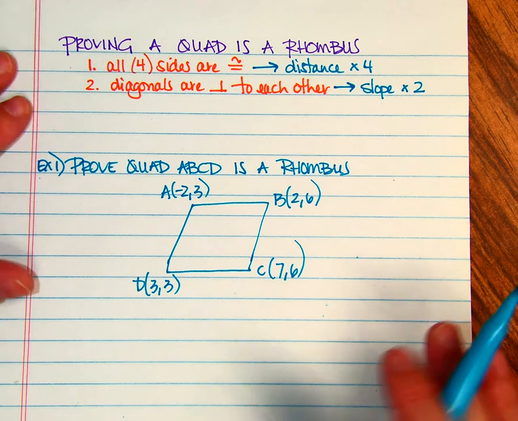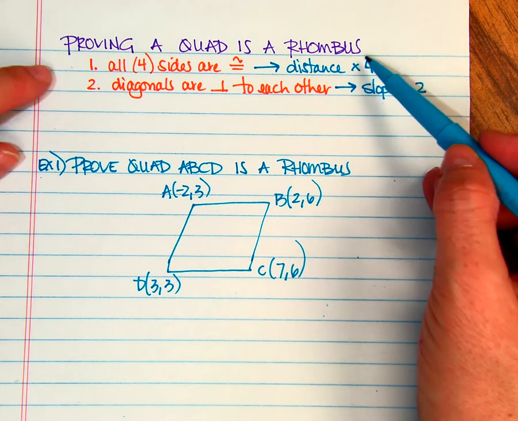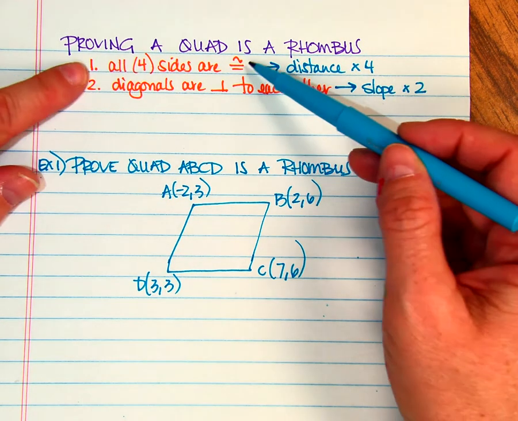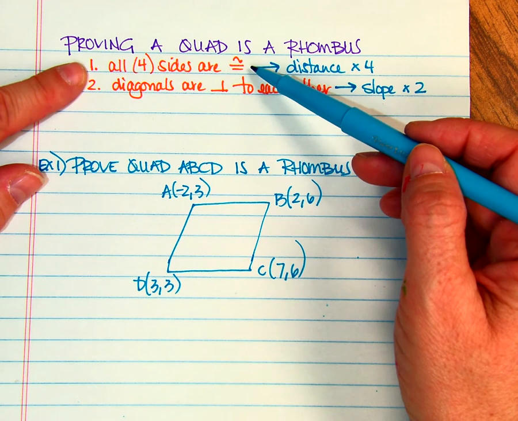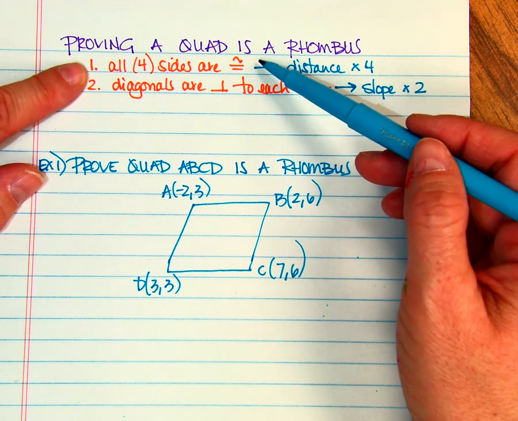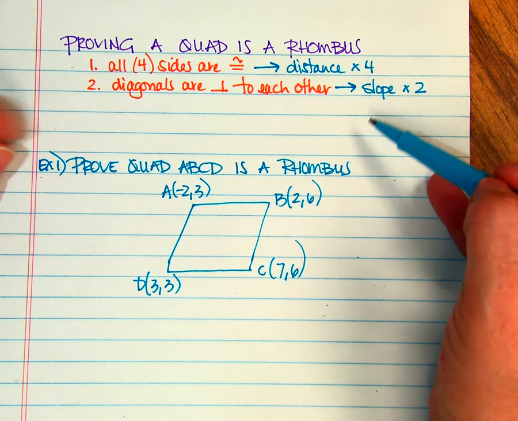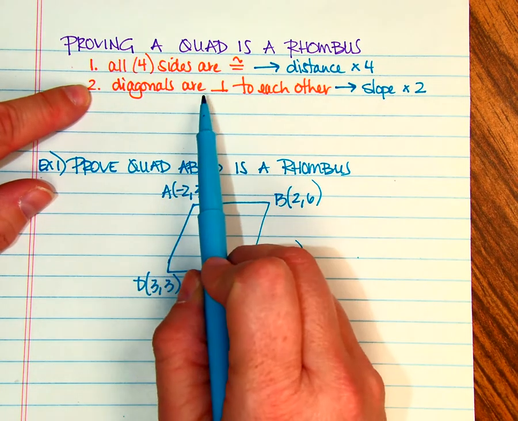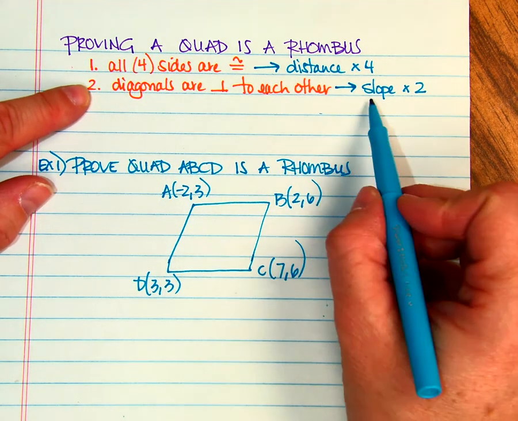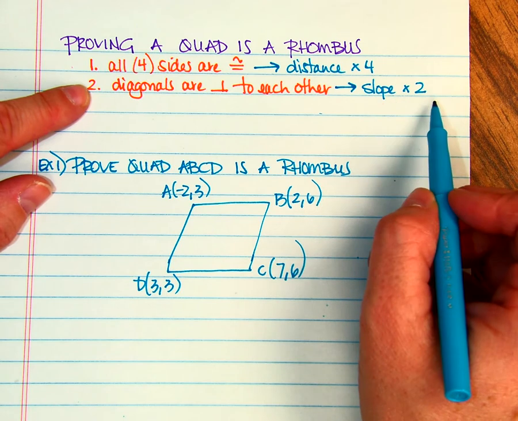So we are proving a quadrilateral is a rhombus. What makes a rhombus is the fact that all 4 sides are congruent. So in order to prove that all 4 sides are congruent, you'd have to use the distance formula 4 times. Or we could prove that diagonals are perpendicular to each other. So with that, we'd have to use the slope formula twice.